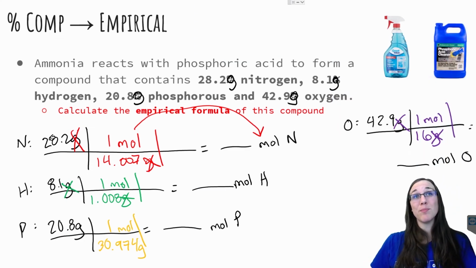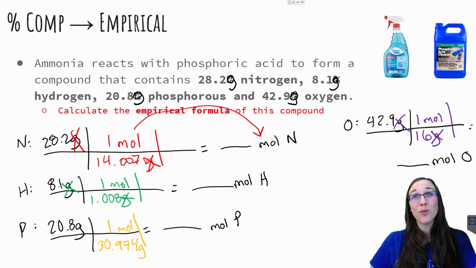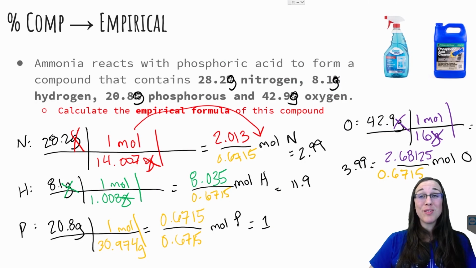All right, let's go through and just divide all of these out. So for nitrogen, 28.2 divided by 14.007, hydrogen, 8.1 divided by 1.008, phosphorus, 20.8 divided by 30.974, and oxygen, 42.9 divided by 16. All right, the next step for my percent composition to empirical formula is to divide all of these mole values by the smallest mole value we've calculated. Out of these values, the 0.6715 is the smallest, so we're going to divide all of those answers by 0.6715. All right, now that we've divided all those out, we see that we're all pretty close to rounding up those values, so why don't we do so?